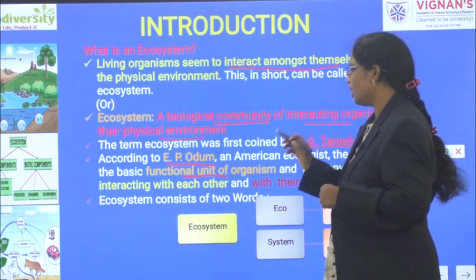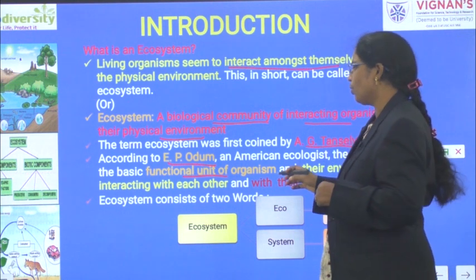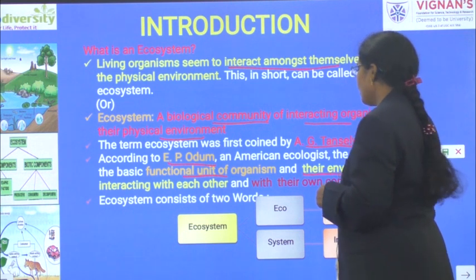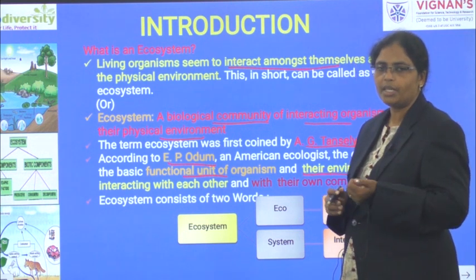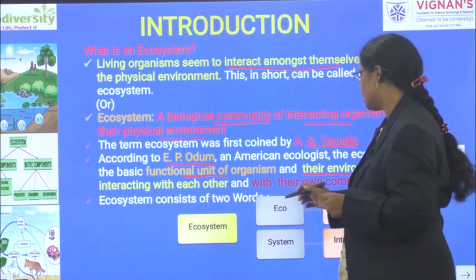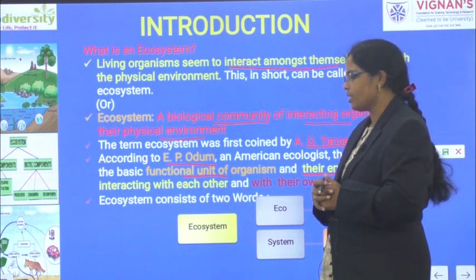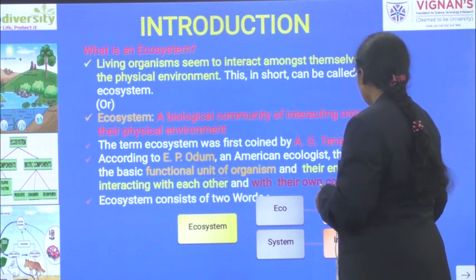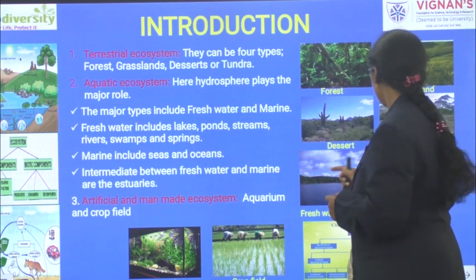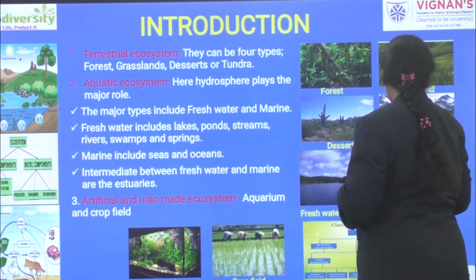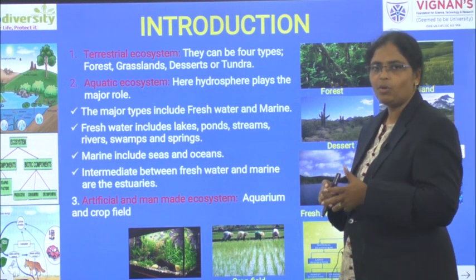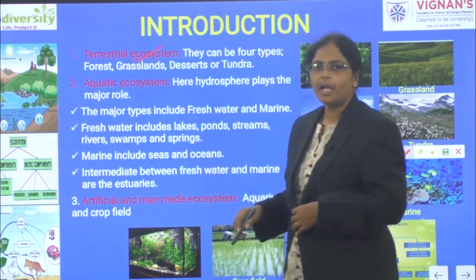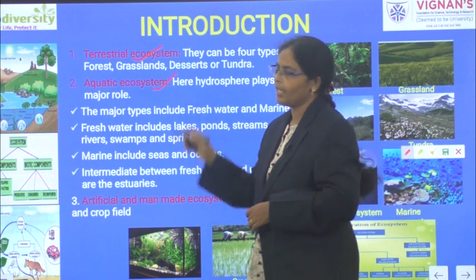So these ecosystem, particularly the living organisms, are the functional unit, and they interact with the environment. Not only with the environment, they interact with each other. So this is called as an ecosystem. So eco means environment and system means interaction. And if you see the variety of ecosystems, broadly we can classify ecosystem into two types. So first one is the terrestrial ecosystem and second one is the aquatic ecosystem.